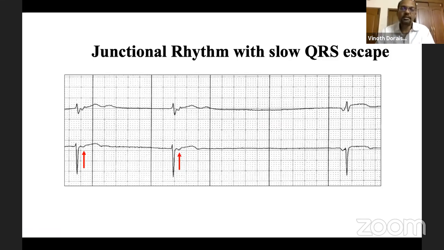So in the previous junctional rhythm, you had a good rate, which could be a normal variant for a child during sleep. But a junctional rhythm with a slow escape has to be taken very seriously, and a pacemaker most probably will be needed.